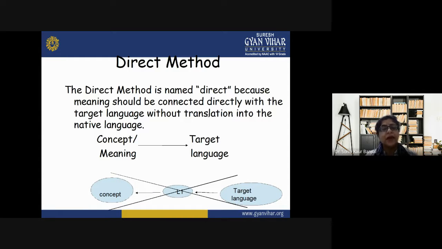The direct method is named direct because meaning should be connected directly with the target language, without translation into the native language. Concept, meaning and target language: this is what you have to understand through the diagrammatical concept. The concept or meaning can be understood through the direct language only. No other language is taken as help to make students understand the concept.